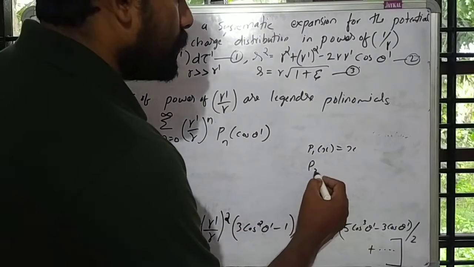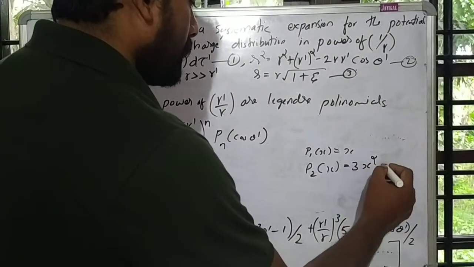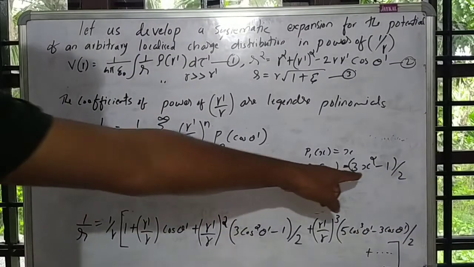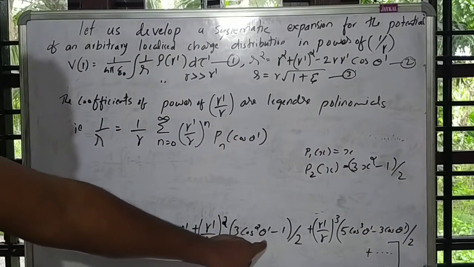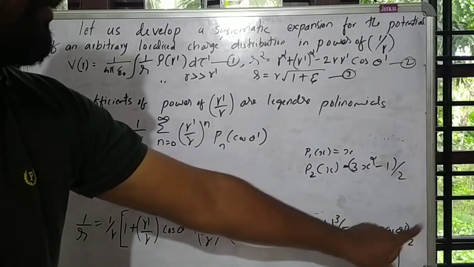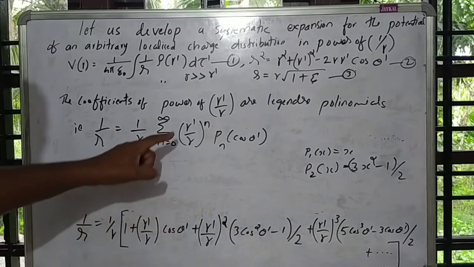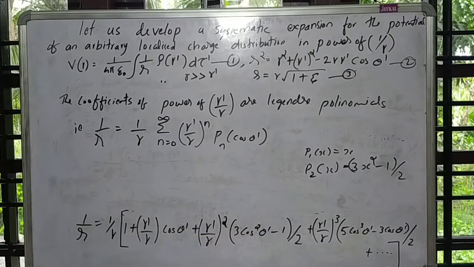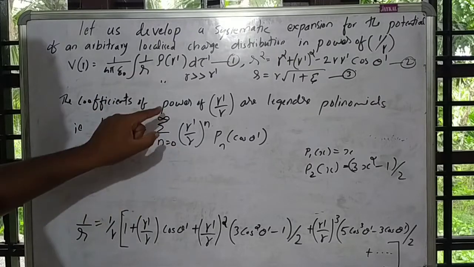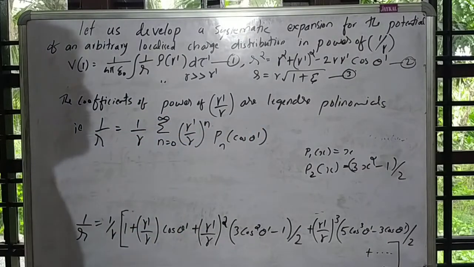And P2 of x is equal to 3x square minus 1 over 2. So for x equal to cos theta dash, that is 3 cos square theta dash minus 1 over 2. And 5x cube minus 3x over 2 is the third Legendre polynomial P3 of x. So the coefficients of r dash divided by r are the Legendre polynomials. So we can write this relation: 1 over R is equal to 1 over r, sum over n equal to 0 to infinity, r dash divided by r raised to n into Pn of cos theta dash.